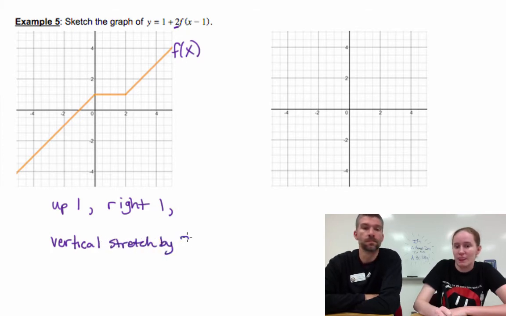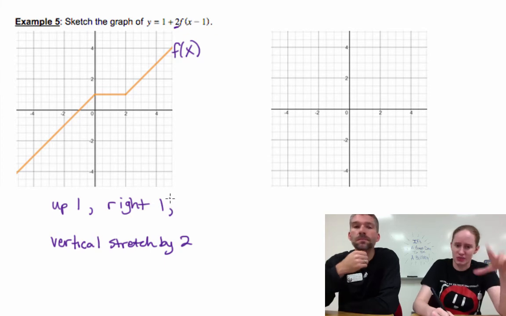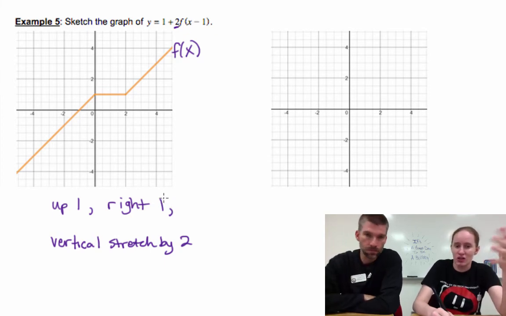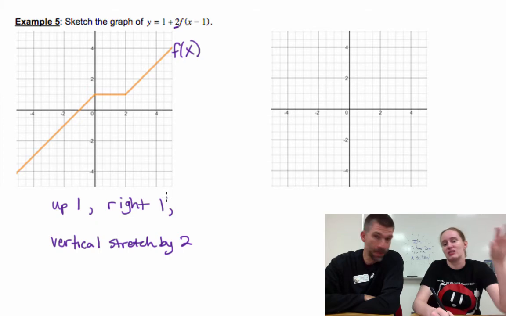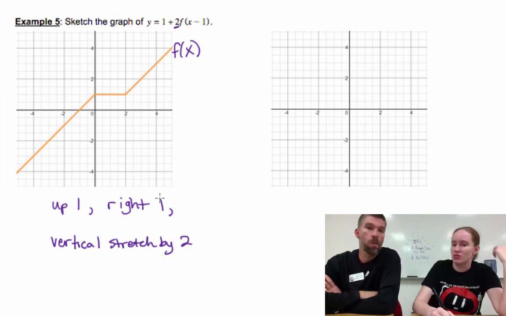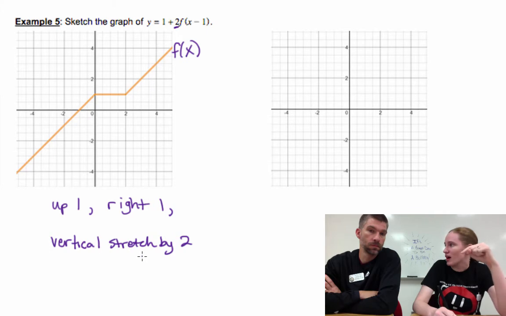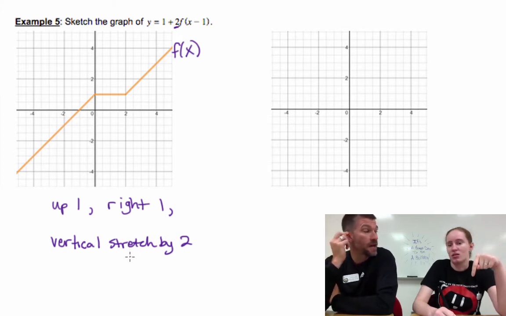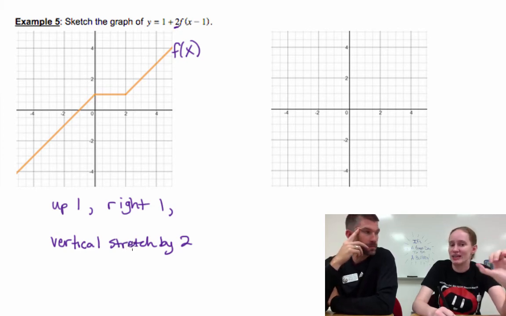By 2. Okay, so there are multiple ways you could do this. You could do each of these things one at a time, or you can try to do them all at once. It really just depends on how comfortable you are. I do suggest that we do our vertical stretch right off the bat, because then you just add 1 to that. Remember, the only things that can conflict are our vertical stretch by 2 and our up 1. Which one needs to happen first? The one that's closer to our function, which is the 2.